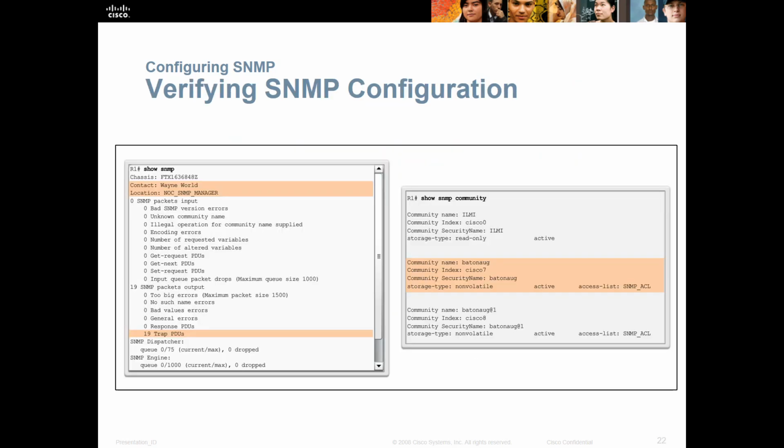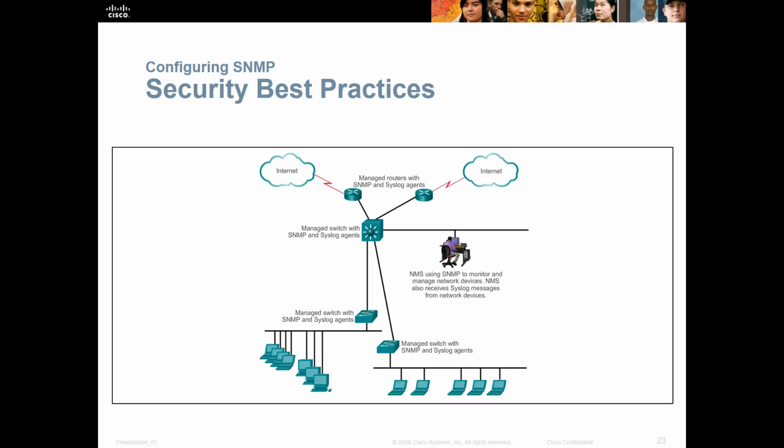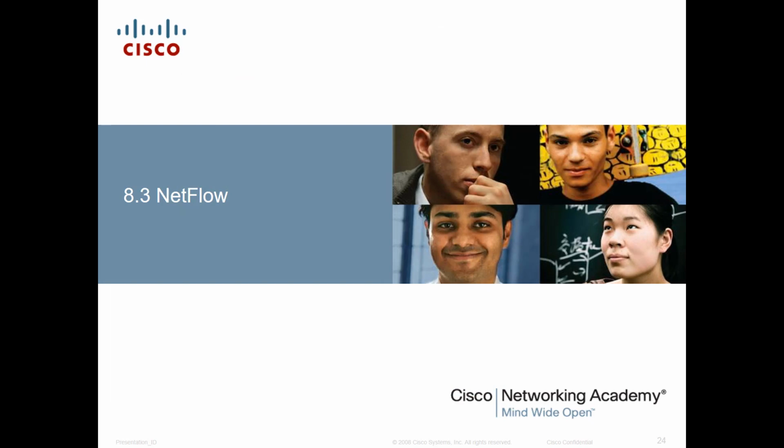Verify it by doing a show SNMP or show SNMP community commands. Best practices, best security practices, is to secure them with the appropriate ACLs, manage the routers with SNMP and Syslog agents, but again, make sure that you monitor the managed network and you make sure that they're secured to the appropriate ACL. Lastly is NetFlow.